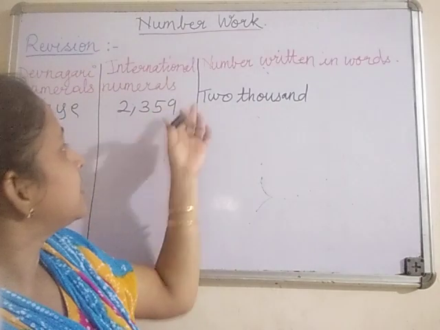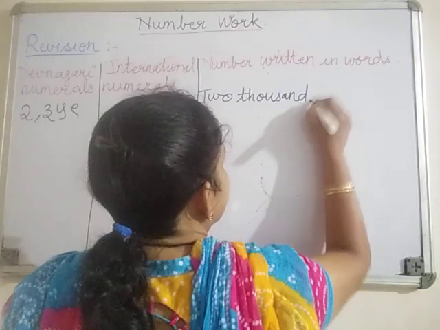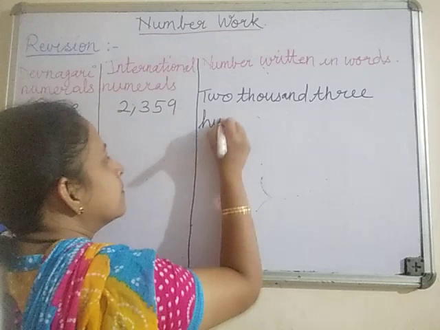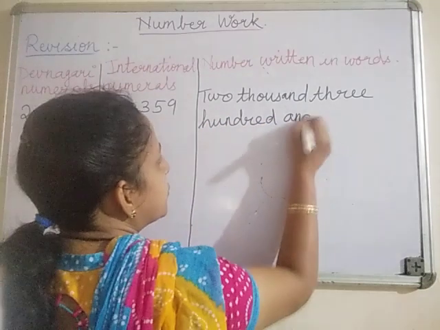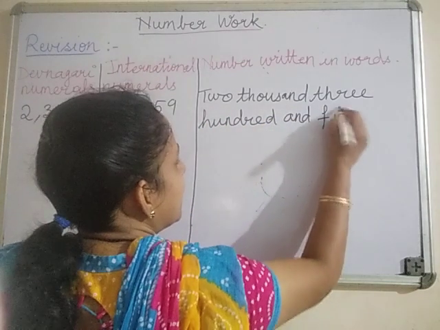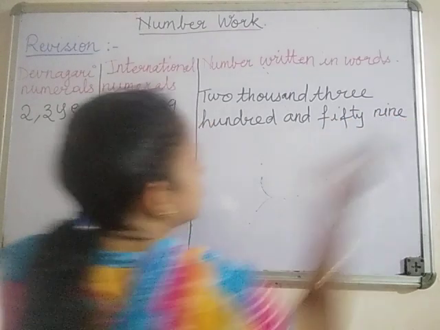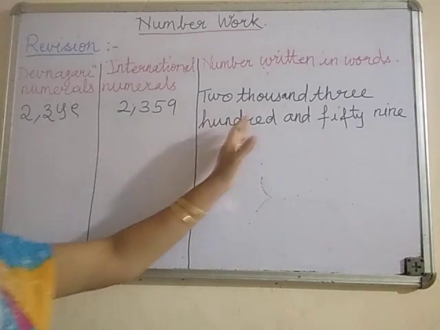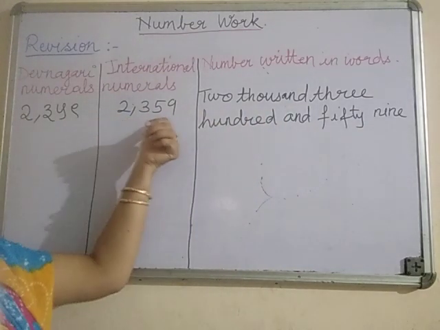Okay, so how are you writing? 2000, 2300, 300 and 50, 59. Okay, so you will write it like this. When you are writing, you will be writing it like this, and when you are reading, you will be reading it as 2359.